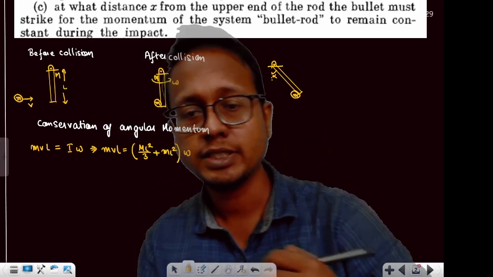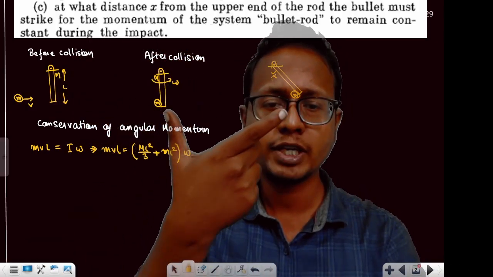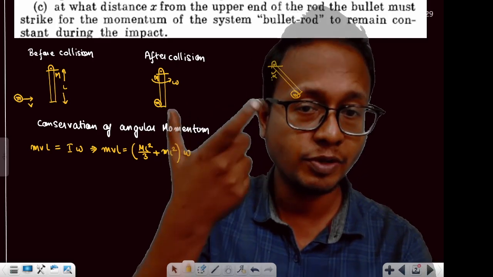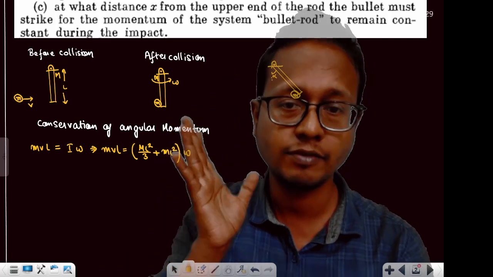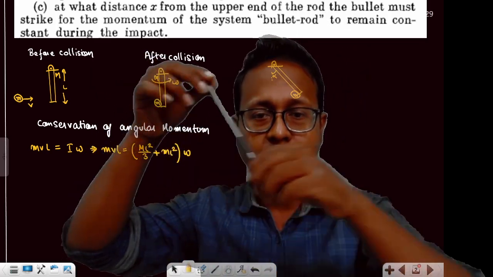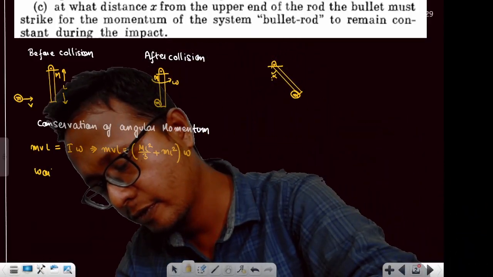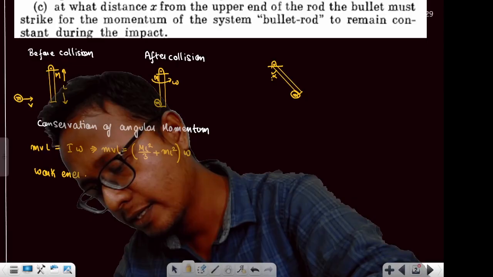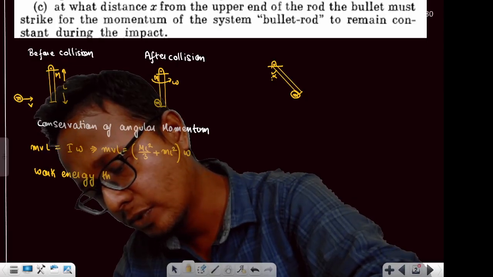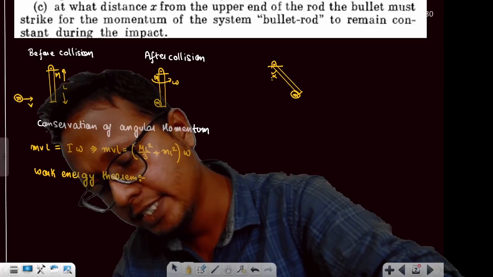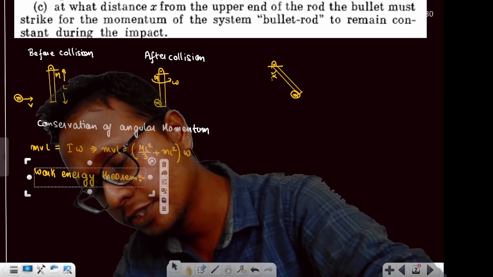The second part of the equation is between these 2 points. What can I apply? Conservation of kinetic energy? No, kinetic energy won't be conserved. Why? Because the gravity force is doing some work. Initially there is kinetic energy, and finally it will come to rest, no? So I can apply the work energy theorem. What does the work energy theorem say? The change in kinetic energy of a body is equal to the work done by all the forces.